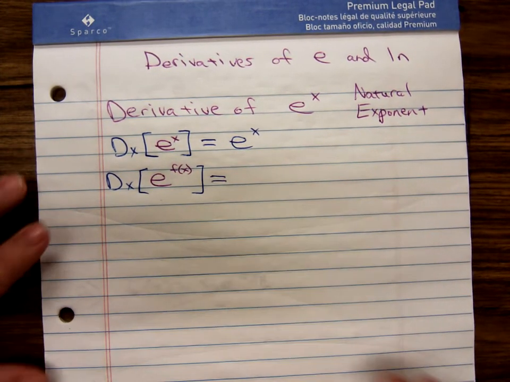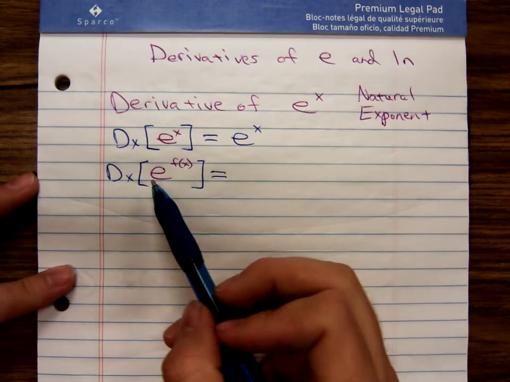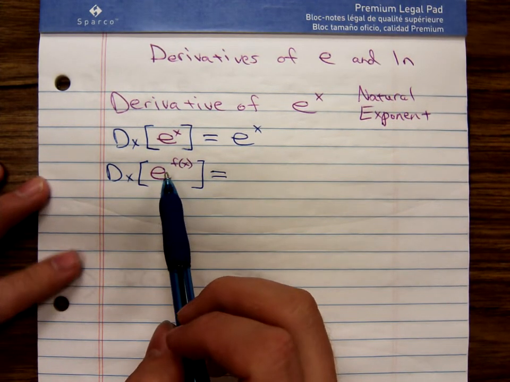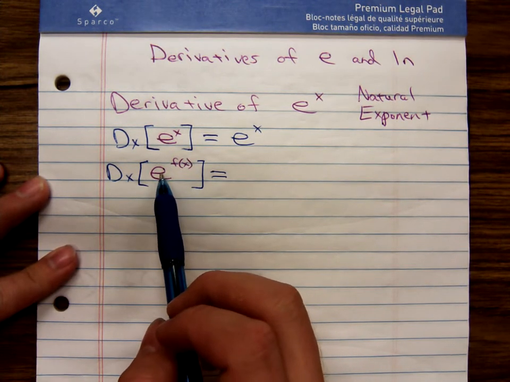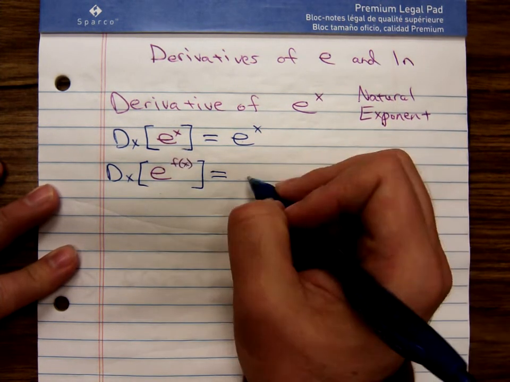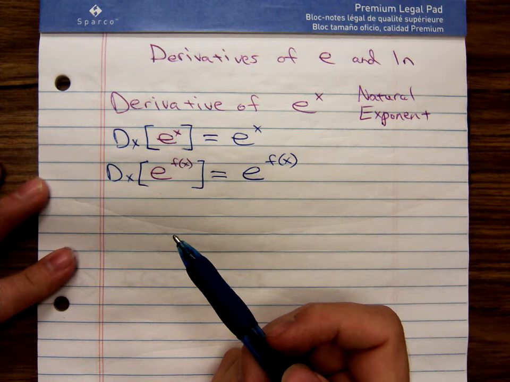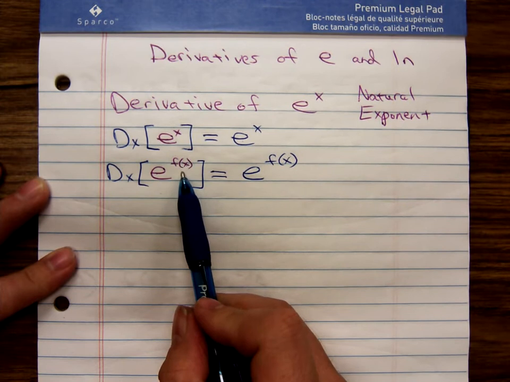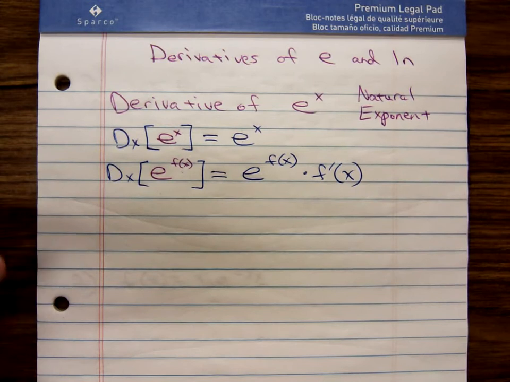We can differentiate this using that chain rule that we saw a couple of weeks ago. Remember, the chain rule says to differentiate a composition of functions, you differentiate the outer function first, leaving the inside function alone. So the derivative of e to a quantity is e to that quantity. So we have e to the f of x. But according to the chain rule, you then need to multiply by the derivative of the inside quantity, f prime of x.